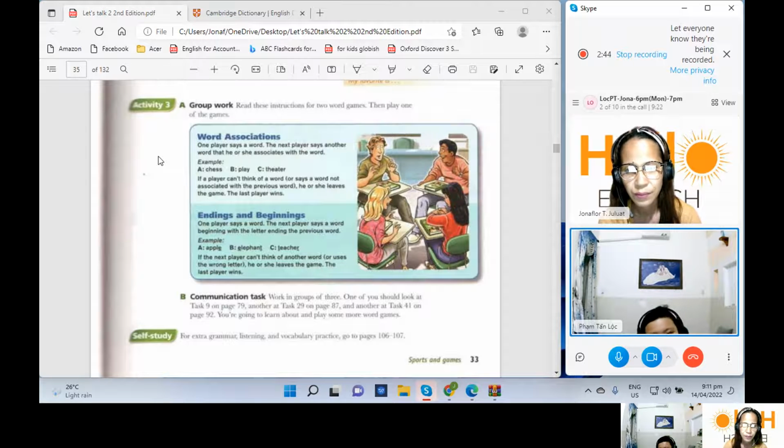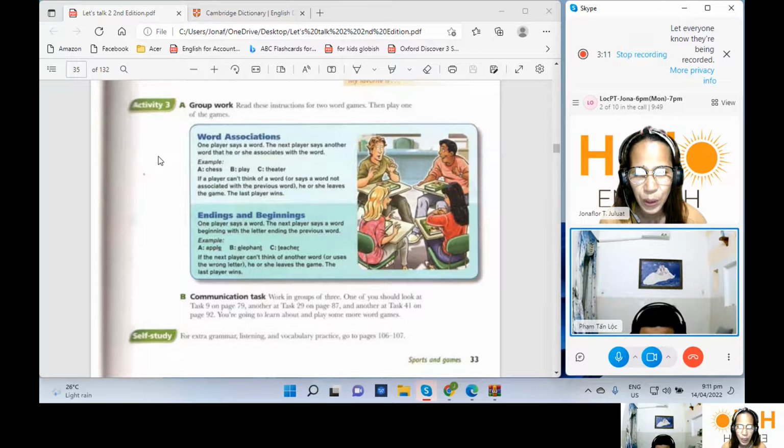I think I will say an example like this. Sadly, B. Like beautiful, nice. And if the player can't think of another word or uses the wrong letter, he or she will leave the game. The last player will win. Okay, for example, apple. Apple's last letter is E, and you are the next player, and you will start by saying a word that starts with the letter E. Example, elephant. Elephant has the letter T. And then you will give, T, you can say tree. Okay, can we do this game?